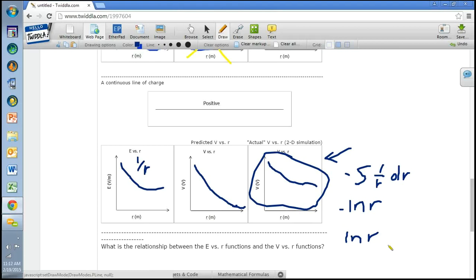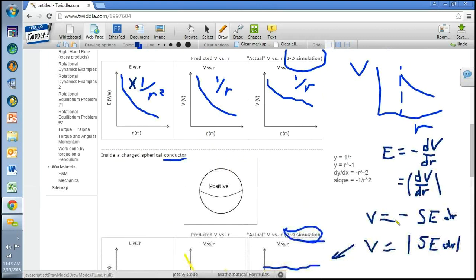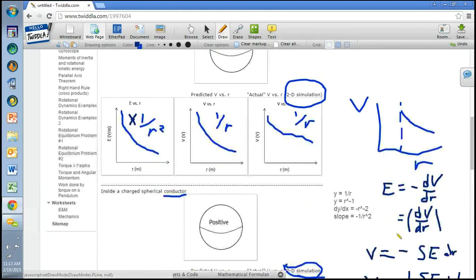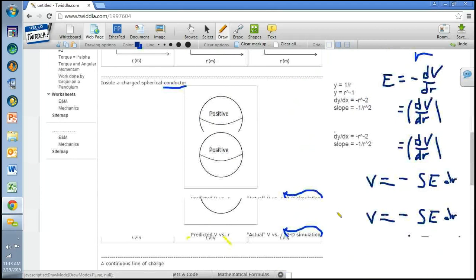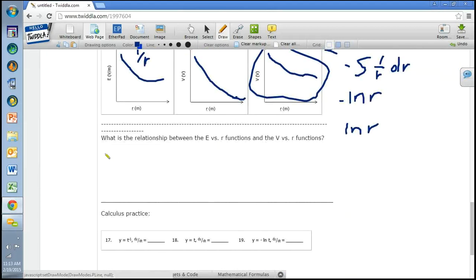I'm getting several answers, but not everybody, which makes me think I've lost some of you. Okay. Looks to me like most people are saying negative. So which one is it then? Is it going to be E equal to negative slope, or E equals absolute value of the slope? Negative slope, right. So that's the relationship that I wanted you guys to see, is that the E field is equal to negative slope.